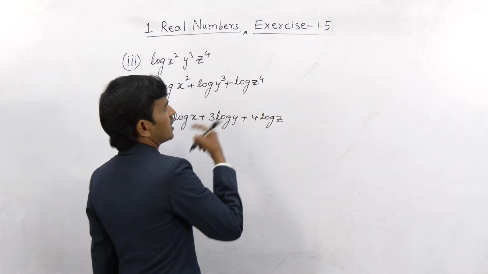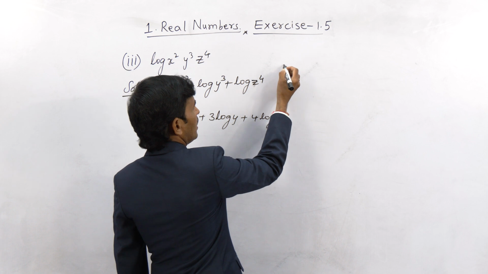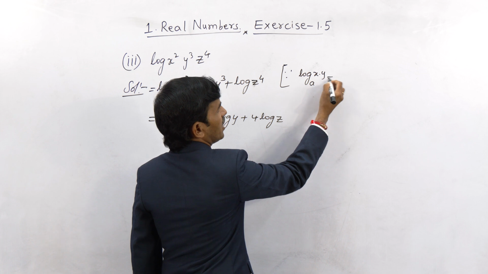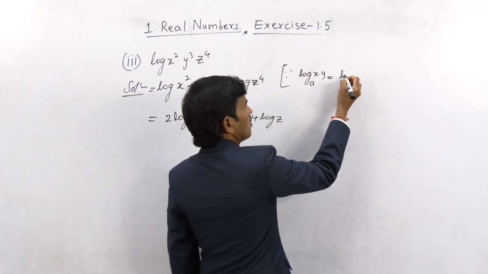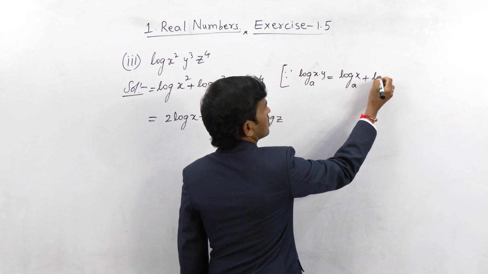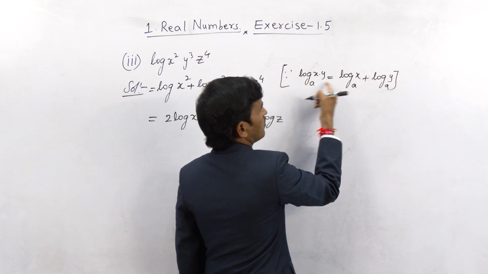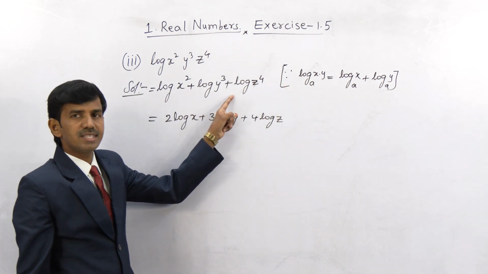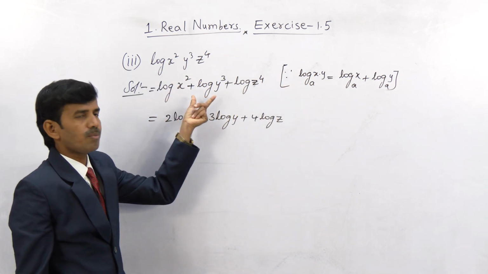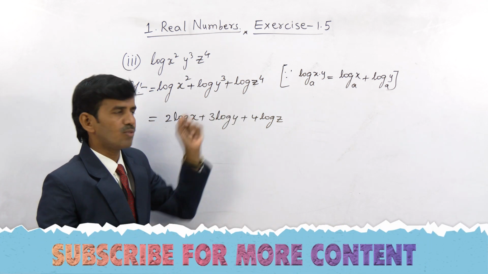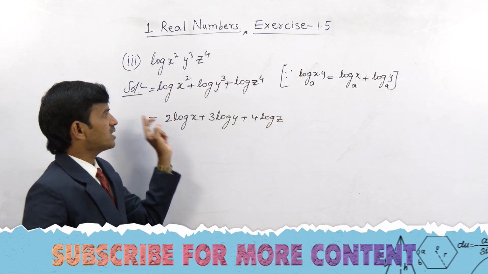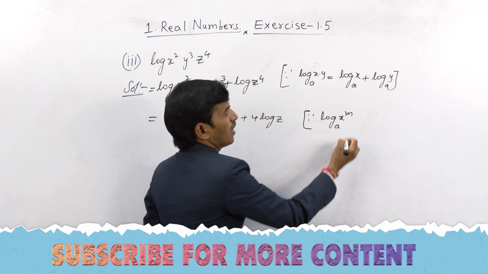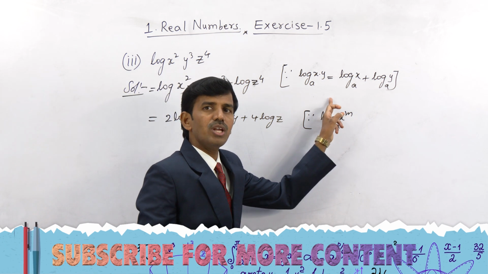Here, what are the formulas we applied? Let us observe this. Here we applied log of x into y to the base a, which is equal to log x to the base a plus log y to the base a, which is nothing but the product rule. According to the product rule, we can split this given expression as log x square plus log y cube plus log z power 4. Here the power rule is applied. What is the power rule we applied here? Log x power m to the base a. As a power has come, this rule is known as the power rule.